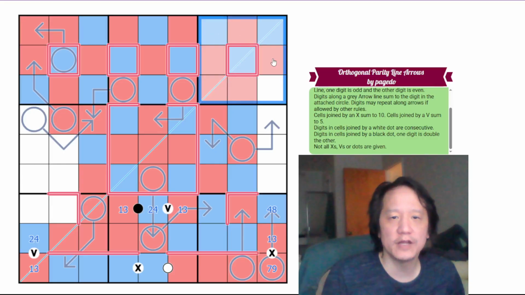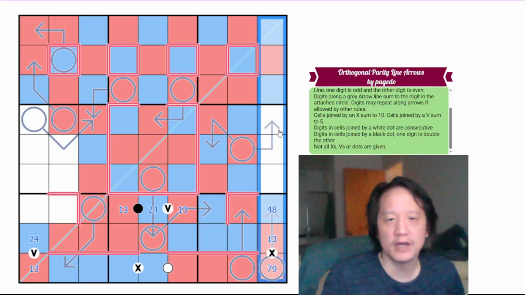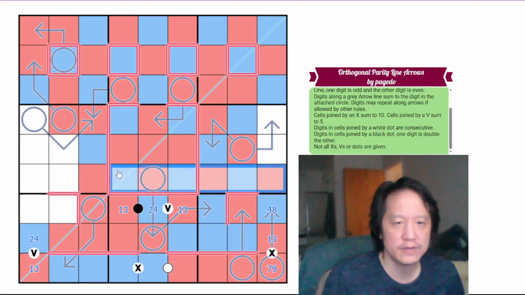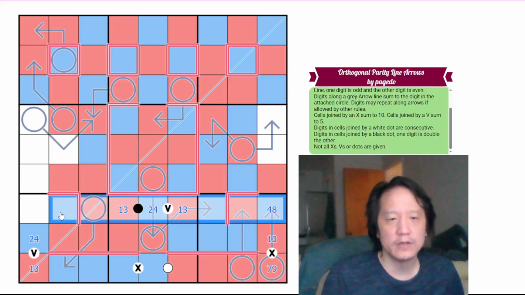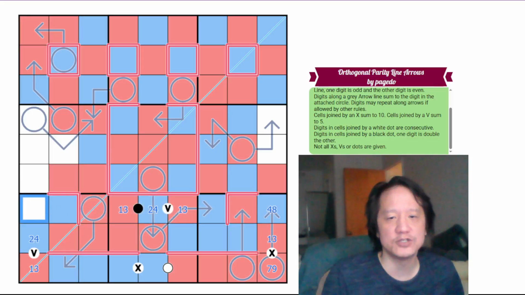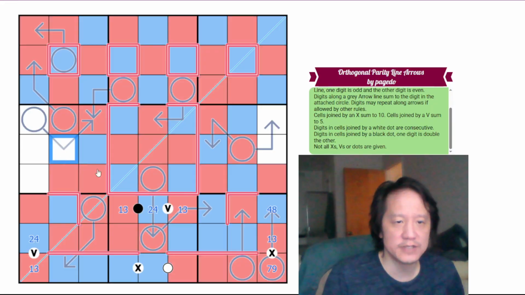In this upper right-hand box, we have 5 odds, so that means the last digit must be even here. One of these is odd, one of these is even, which means in column 9, we have 4 evens already, so that leaves this cell as odd. Okay, this is odd, which forces this to be even across the parity line. That forces this to be odd across the parity line. In row 7, we have 4 evens, so the last digit has to be odd. In column 2, we have 5 odds, so that means the last digit must be even.